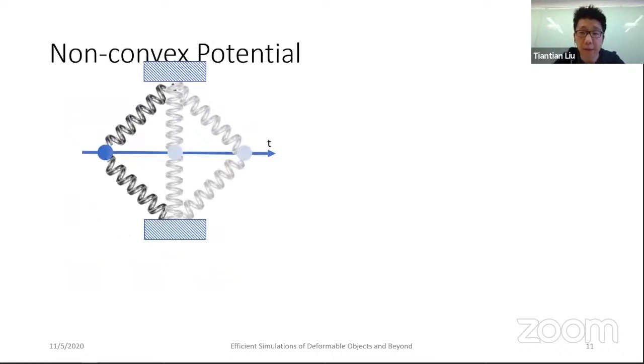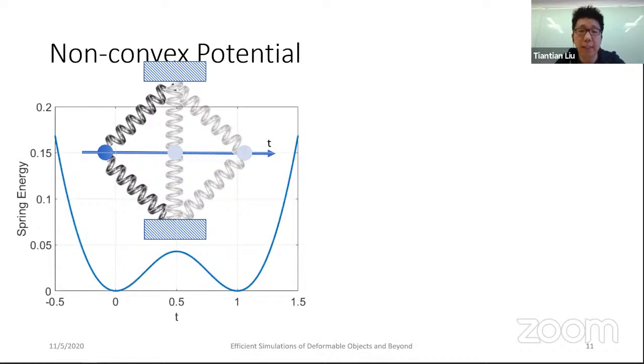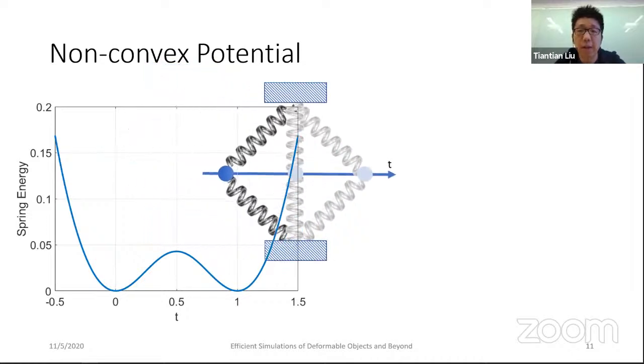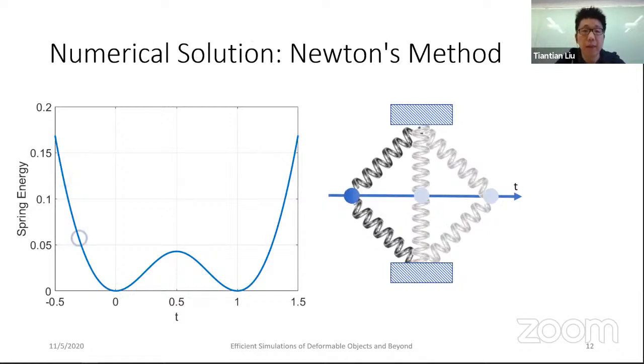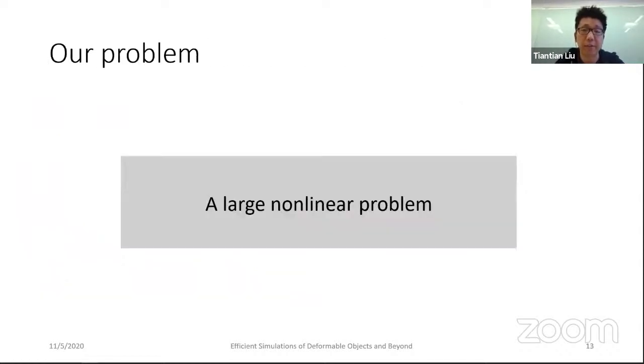So why can it be non-convex? Let's consider a very simple 2D problem consisting of two springs. Those two springs share a common vertex in the middle, and the rest of them are attached to the walls. If we move the vertex along the t-axis, we can plot the spring energy as follows. It has two global minima, where both springs are at their rest lengths, and one local maximum, representing an unstable equilibrium. Depending on where you start, Newton's method may even give you an ascent direction without any fixing. So in that case, we have to do some definiteness fix to correct this direction.